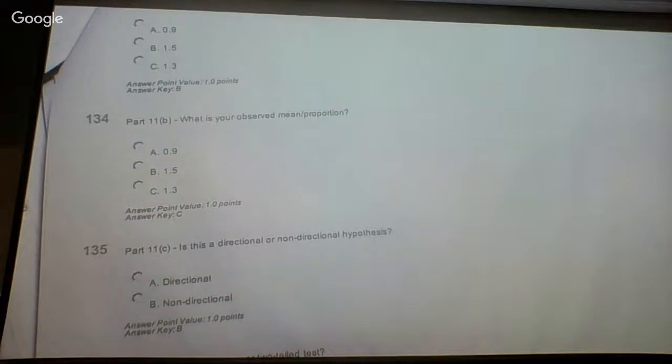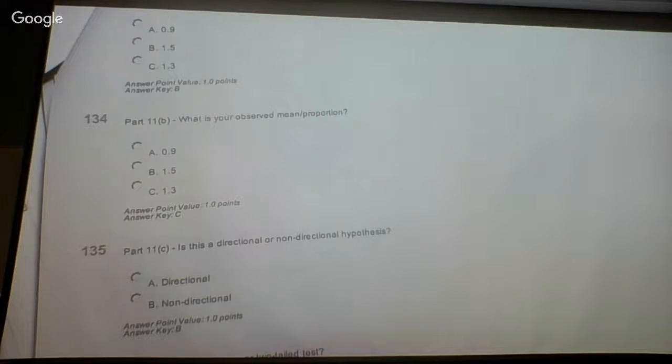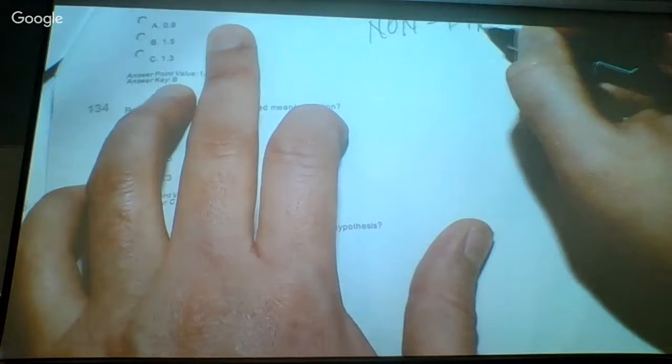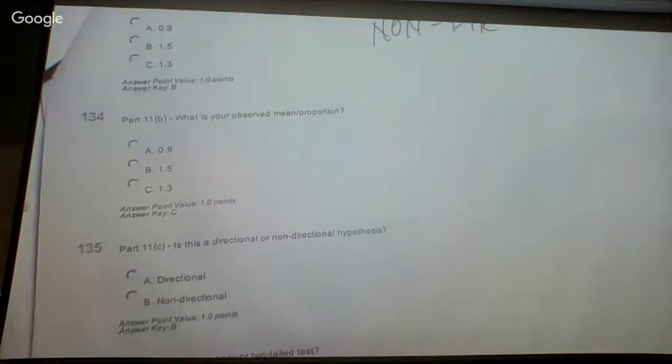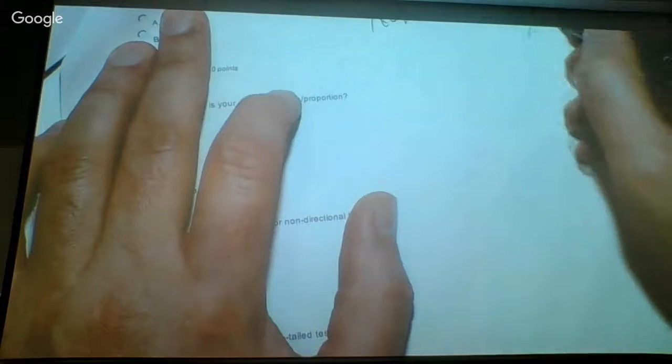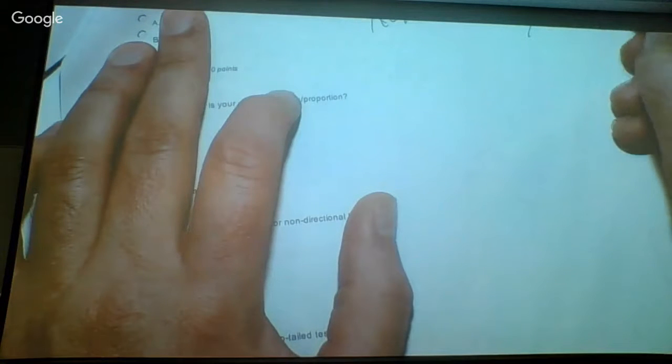I want to know, is this directional or non-directional? What is your instinct, Caitlin? Non-directional. Why? Because if you like sell more or less, it probably. Yeah, because this question is just, are they correct? Because we want to know, is this number correct?